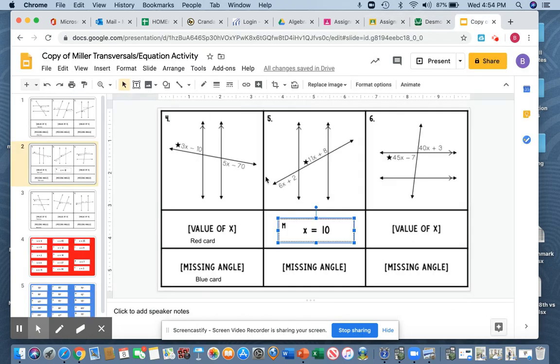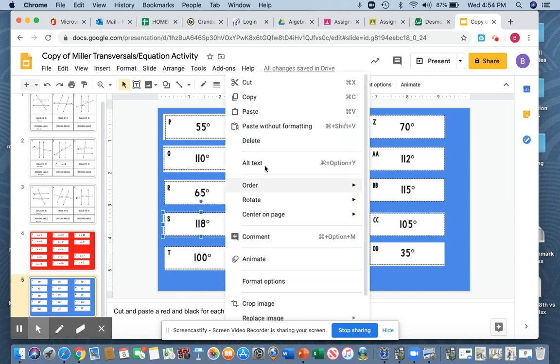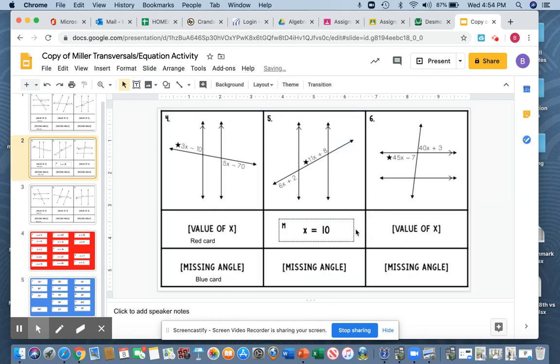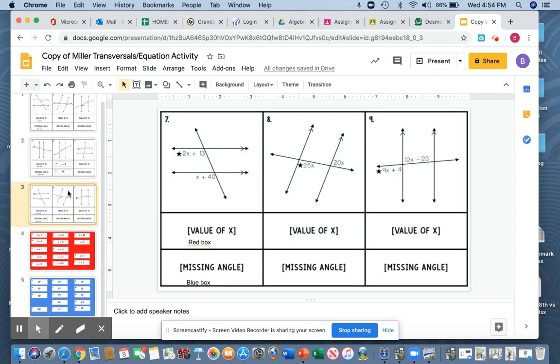If I go back here, I'm looking for 118, which is S. So I'm going to cut that, and I'm going to paste it over here. And drag it over. So that's the answer to 5. I think the confusing part was thinking that that was the angle when that actually is the angle it's talking about. I apologize.